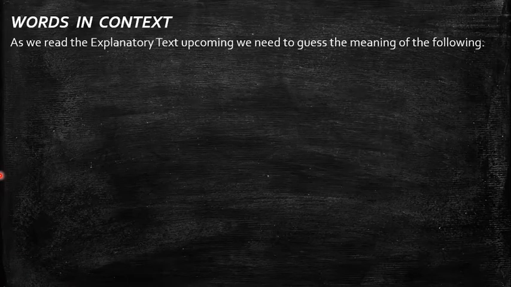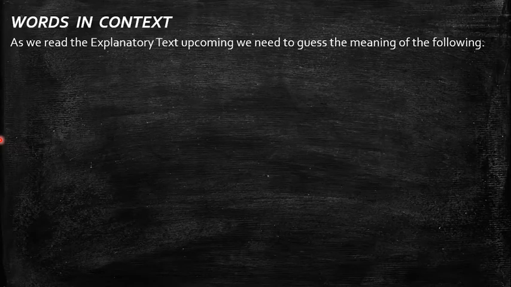Alright students, the next activity is words in context. As we read the explanatory text upcoming, we need to guess the meanings of the following. On page numbers 18 and 19, we have an explanatory text upcoming. What is an explanatory text? Explanatory text means a piece of writing that has facts and figures and that explains things. Instead of a fictional thing, it is a real thing which is being written and which has facts and figures in it.